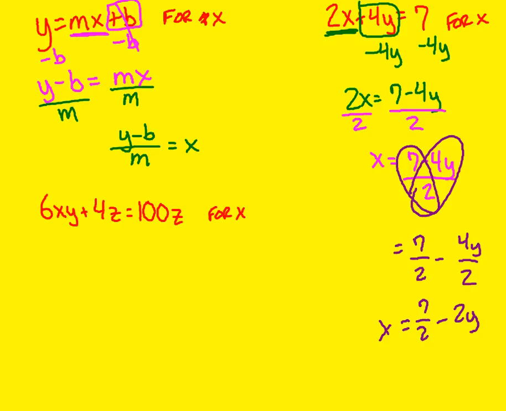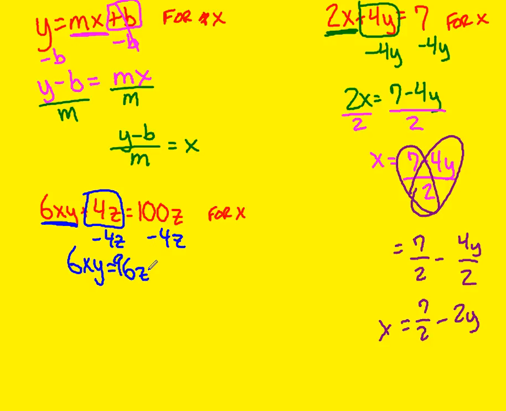All right, let's check and see how you did. We need to solve for x. Again, here's your x right here. First, I need to get rid of all other terms, so get rid of the 4z. I get rid of that by subtracting on both sides, because they're combined by addition. So 6xy will equal 100z minus 4z. Well, those are like terms, so I can just write that as 96z.